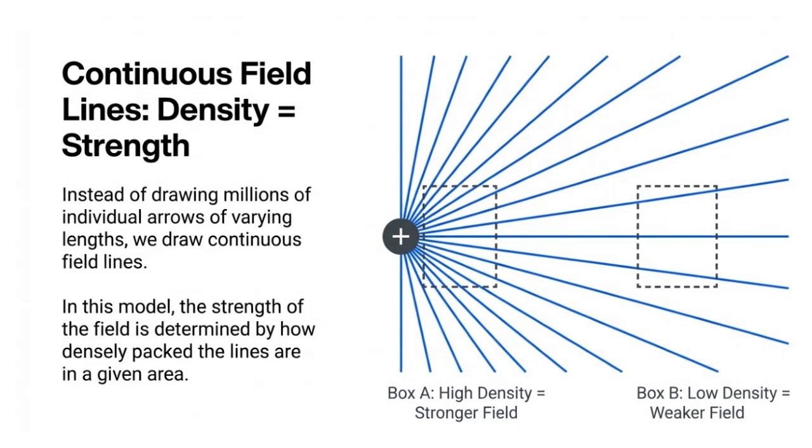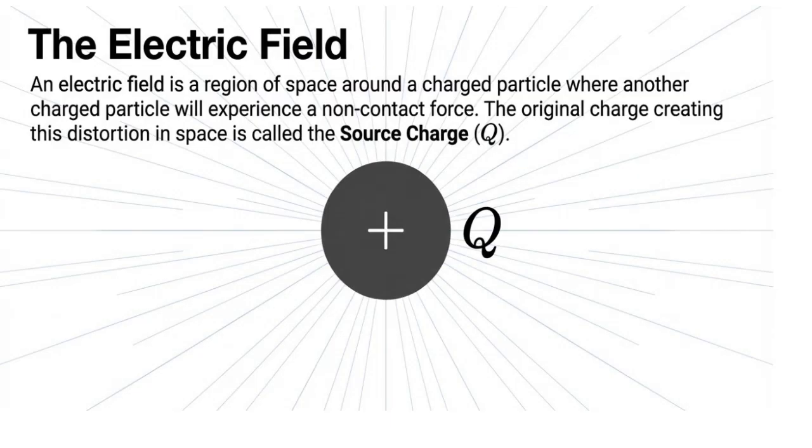Here, we use continuous field lines to represent the strength of a field instead of drawing many individual arrows. The key idea is that the strength depends on how closely packed these lines are in a certain area. For example, in one section, the lines are very close together, indicating a stronger field, while in another section, the lines are more spread apart, showing a weaker field. This method makes it easier to understand and visualize the field's strength at different points without cluttering the image with too many arrows. Now, let's talk about the electric field.